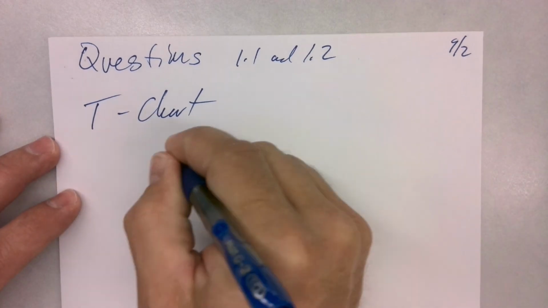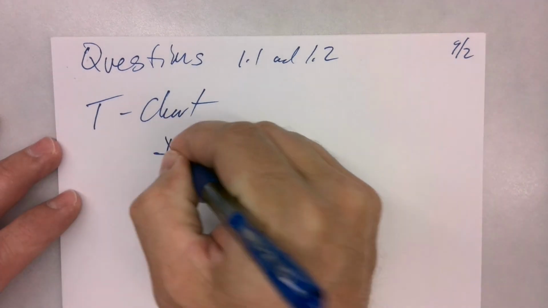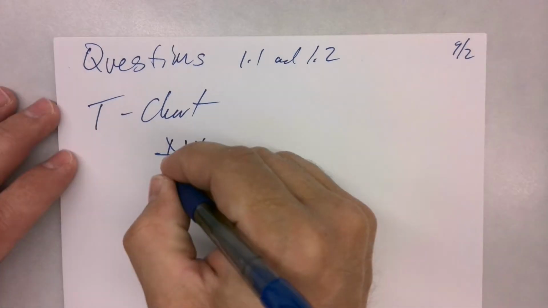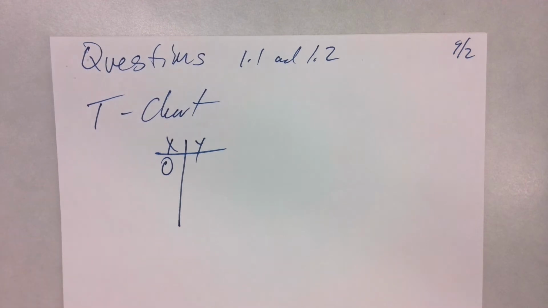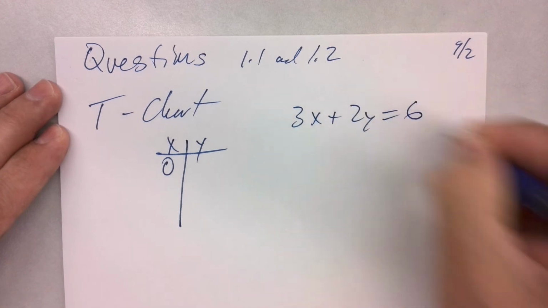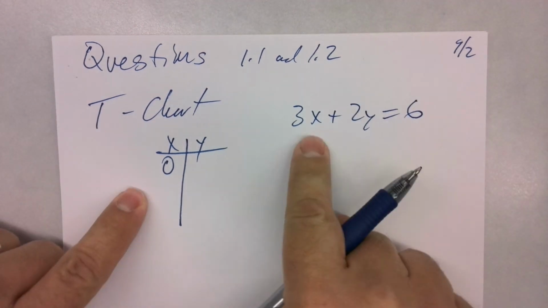Yeah, so what you do is you just draw a little T right here, and you put an X right there and a Y right there, right? Then what do you do? You put a 0. Yeah, I'm going to put a 0 where X is, and that 0 is going to go into my what? Equation. So let's say I had 3X plus 2Y equals 6, right? So that 0 is going to go where X is.